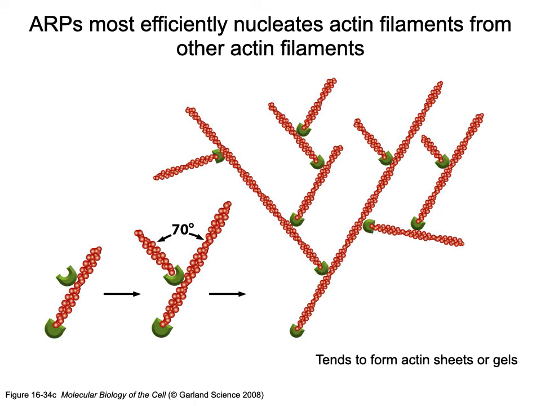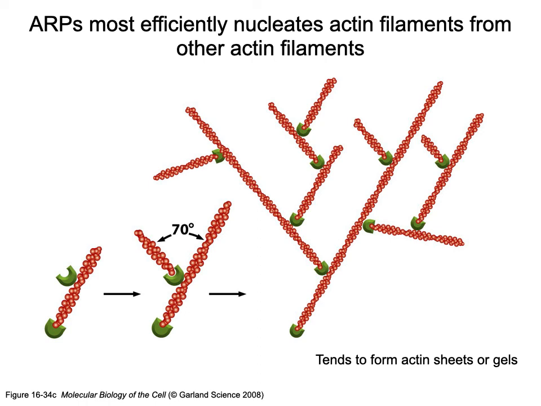So the branching pattern that occurs because of the ARPs is at a 70-degree angle off of the original actin filament that it originates from. Okay, it's just because of the conformation of the ARPs, or the proteins. So when the actin monomers bind to the ARPs, and then they're adding on along with that twist that occurs between the monomers, again, the angle that's created is a 70-degree angle.